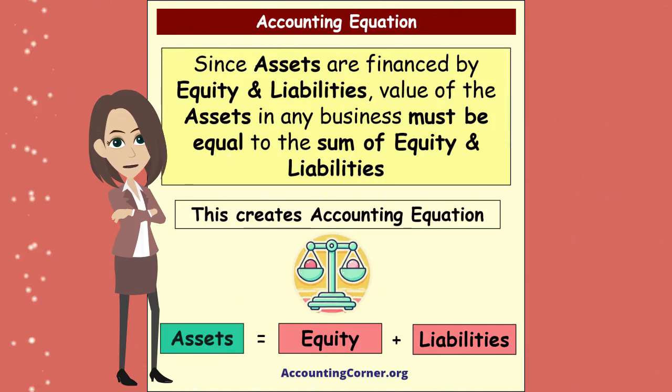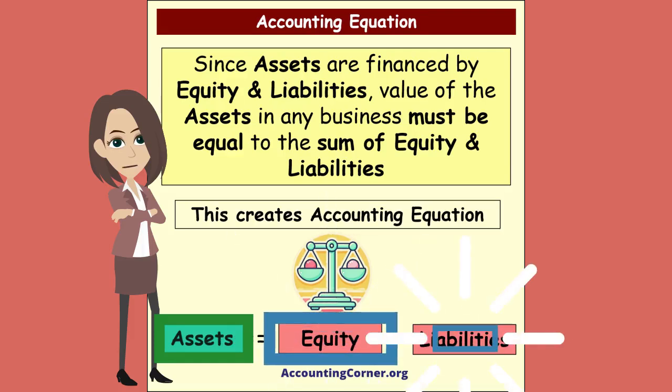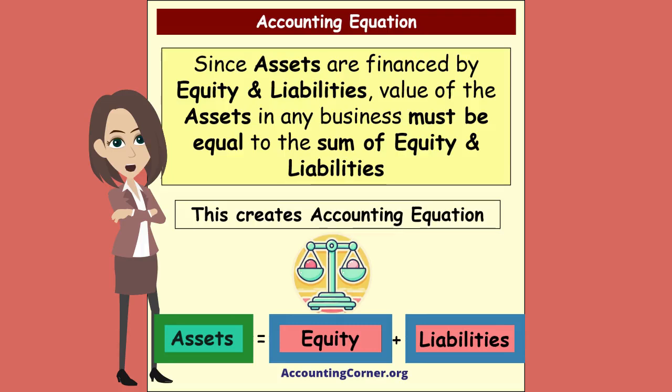On the left side of the equation, there are assets. And on the right side of the equation, there is a structure of financing means. It shows equity and liabilities, which indicate how the business finances its assets. Assets are financed either by money provided by the owners of the business, or by liabilities, which represent money provided by creditors.